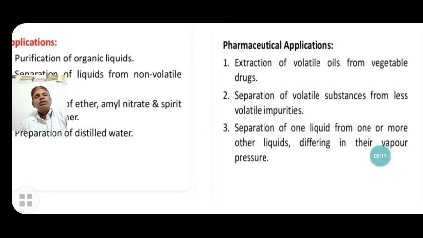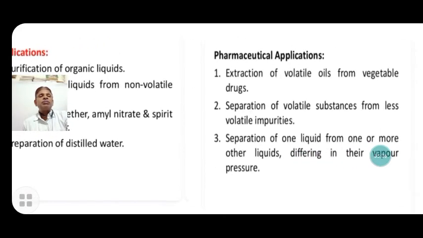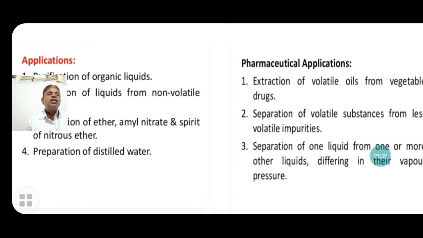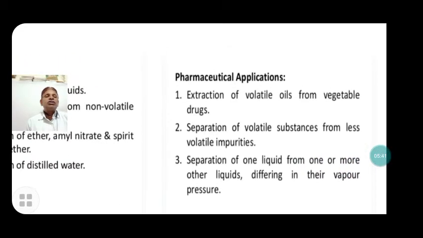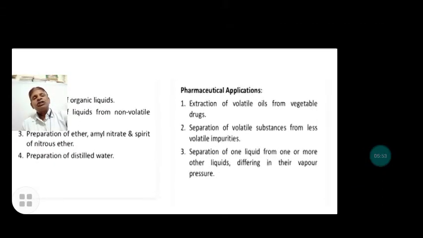Next, the applications of the distillation process are: preparation of organic liquids, separation of liquid from non-volatile solid, preparation of ether, amyl nitrate and spirit of nitrous ether, and preparation of distilled water. Pharmaceutical applications include extraction of volatile oil from vegetable drugs, separation of volatile substances from less volatile impurities, and separation of one liquid from another differing in their water vapor pressure. These are the applications of the distillation process.